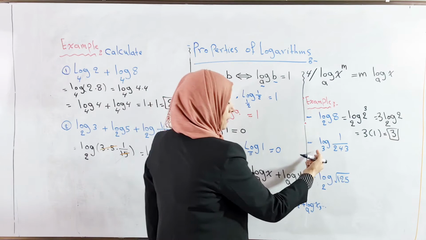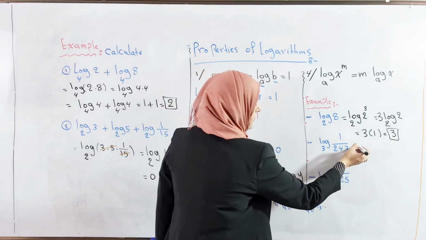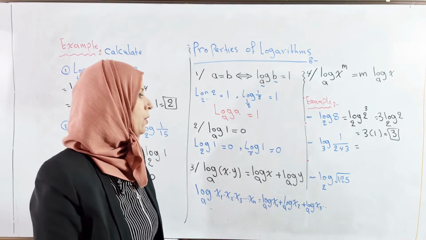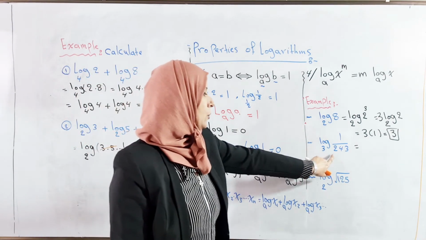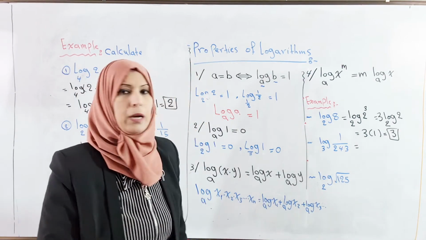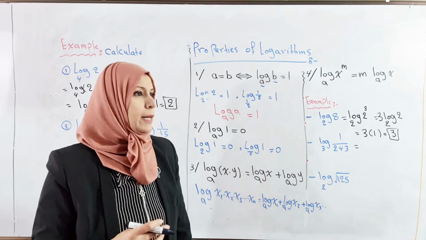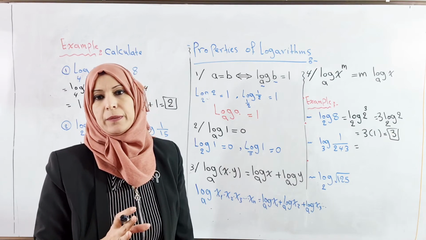Example number 2: here I have logarithm 1 over 243 for base 3. 243, you can analyze it, and then we will find it equals 3 power 5.